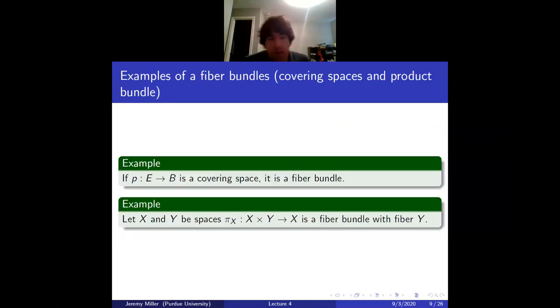Okay, so examples. The 2 least interesting examples: covering spaces are fiber bundles, so that's nothing new. And products are fiber bundles. A fiber bundle is a map that's locally a product. If it's globally a product, then it's locally a product. The interesting examples are where the fiber would somehow twist as you move around the base, but if it's globally a product, then it is still a fiber bundle.